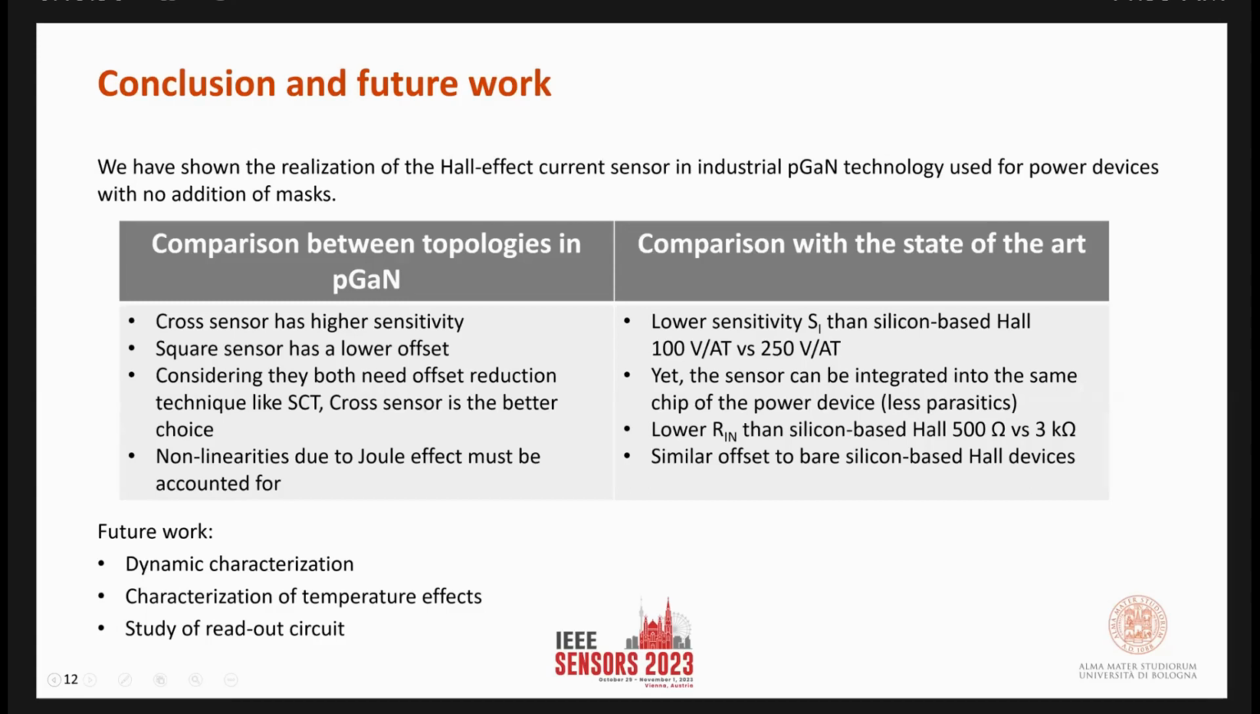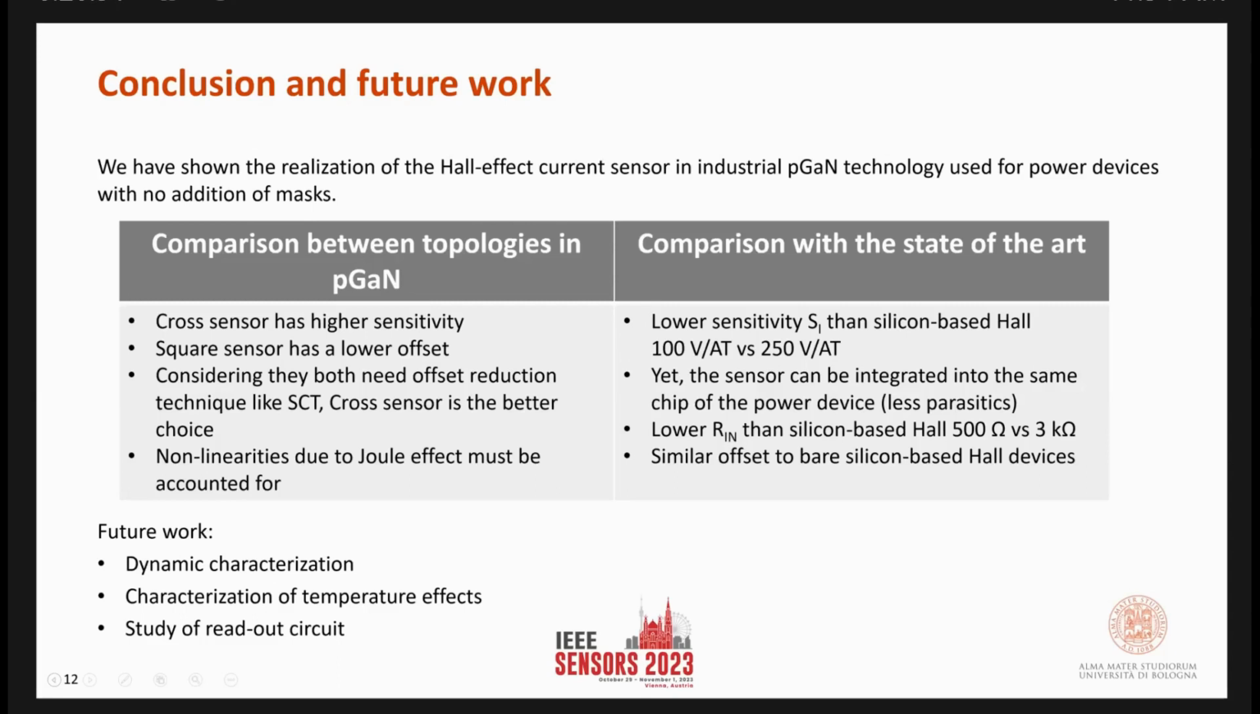For sure, we need to better understand the Joule effect, and that must be accounted for in the final application. If we want to compare the sensor to standard silicon-based sensors, what we can say is that we have lower sensitivity, 100 volt over ampere Tesla with respect to 250 volt over ampere Tesla, which is the usual standard number for silicon-based. But on the other hand, we have a much lower input resistance. So that means we can apply a higher bias current, and compensate for the lower current-related sensitivity.